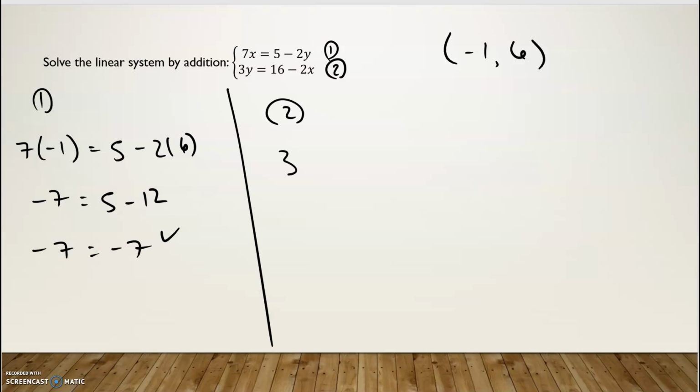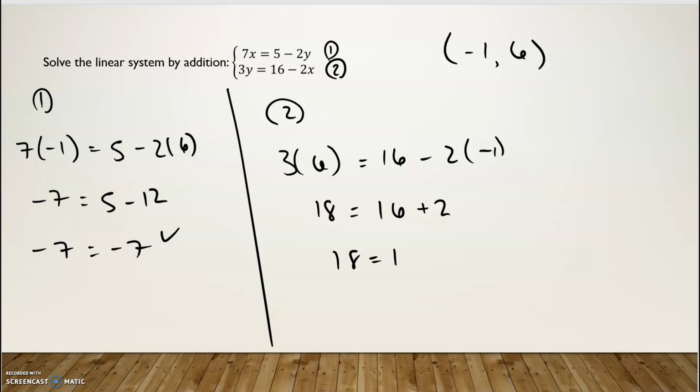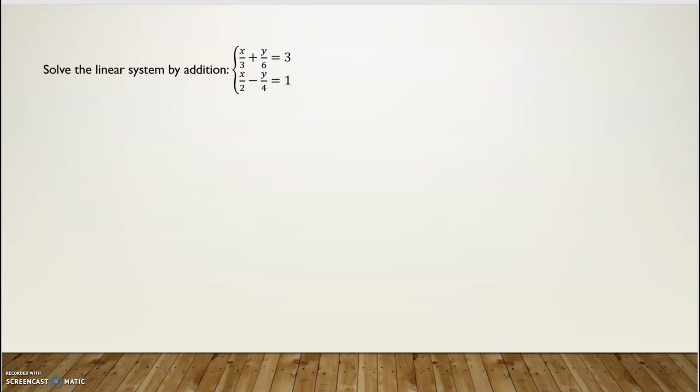Okay, so 3 times 6 is equal to 16 minus 2 times negative 1. So that's going to be 18 is equal to 16 plus 2. 18 is equal to 18. So that means that this is a solution to this linear equation or system.